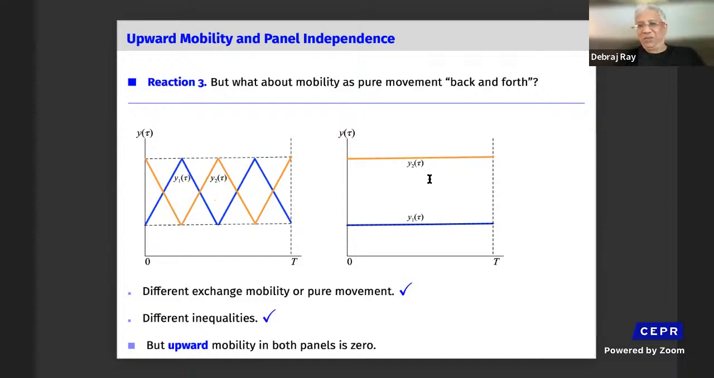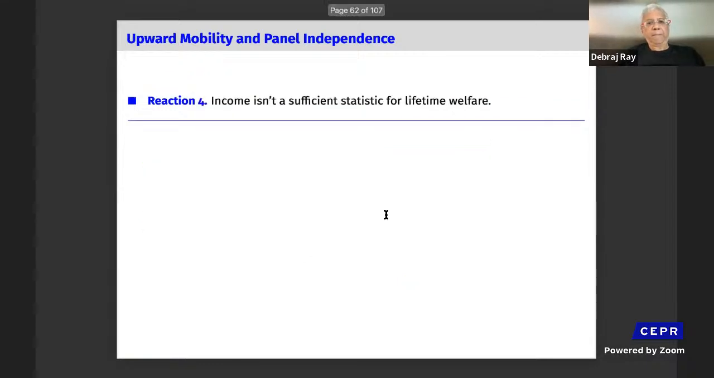But it's not inequality we are calculating. It's not pure movement we are calculating. What we are calculating is upward mobility. And upward mobility in both of these panels is 0. Now, I'm sure there will be more in the Q&A, but let me move on from here.